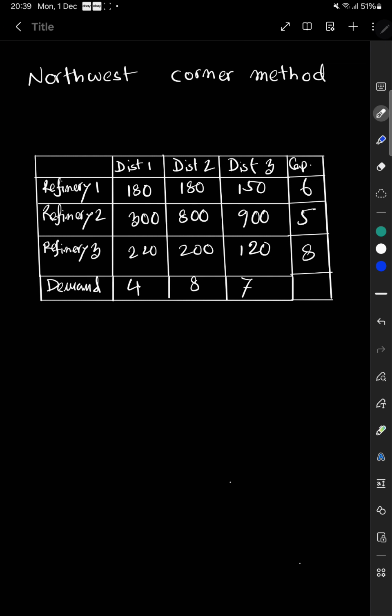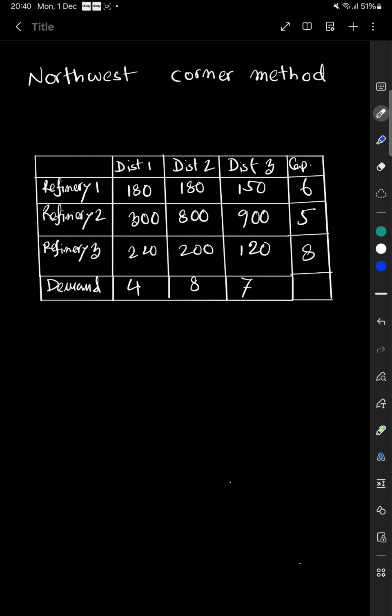So what we have to solve here is we have to send oil from all three refineries to the distribution centers, so that we can fulfill the demand of the distribution centers by minimizing the distance. Actually, when we are minimizing the distance, we are minimizing the cost of transportation. So that is our purpose. Our purpose here is to minimize the distance.